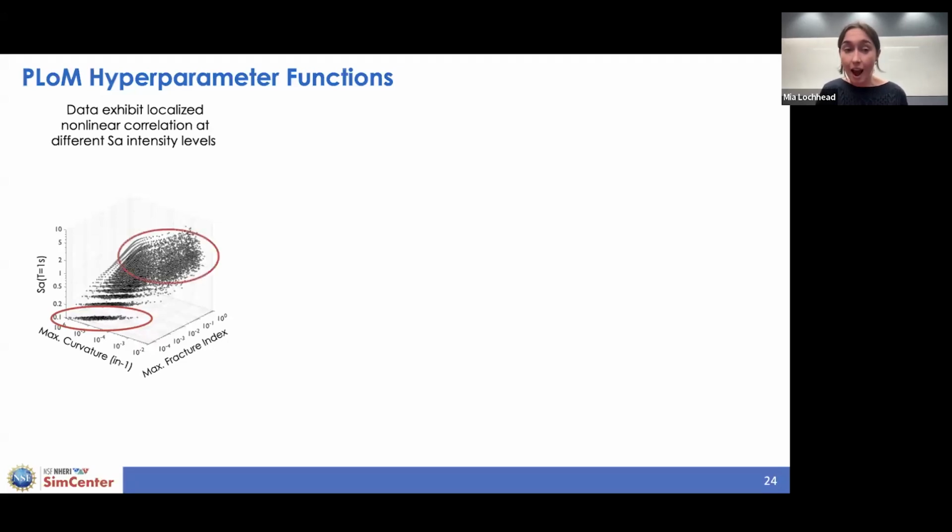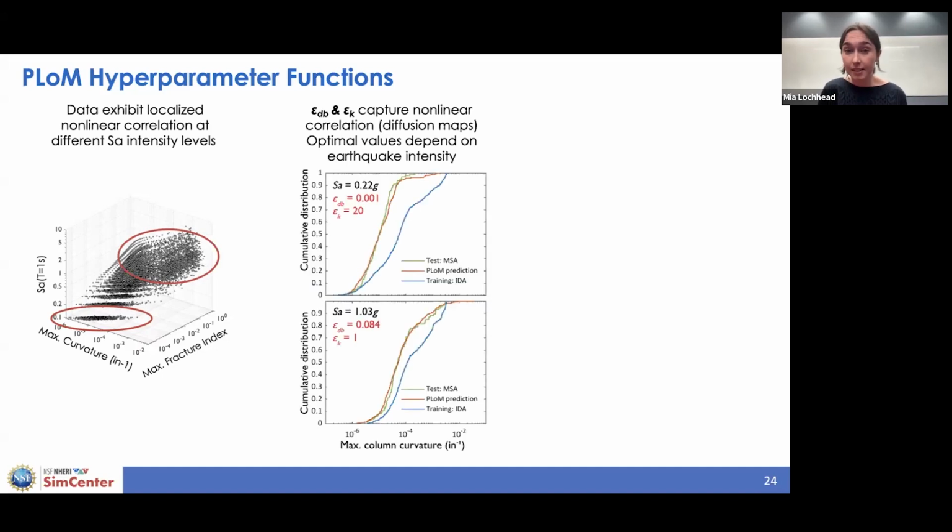On the other hand, at high earthquake intensities, our bridge is performing inelastically. And because of that, there's a lot of variability in what our data is actually looking like. And so this means that the correlations and the data behavior at the low intensity earthquakes versus the high intensity earthquakes is quite different. And so what that means is that since these hyperparameters capture the nonlinear correlation, our optimal values for these 2 hyperparameters actually depend on earthquake intensity. And so at a low intensity earthquake, these hyperparameters look different than what they should look like at high intensity earthquakes.